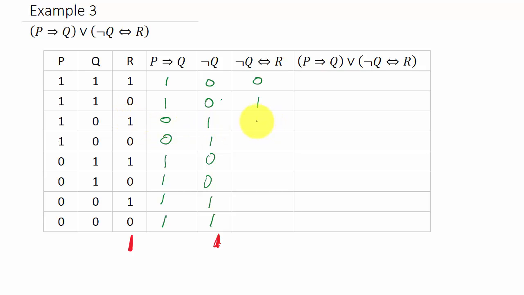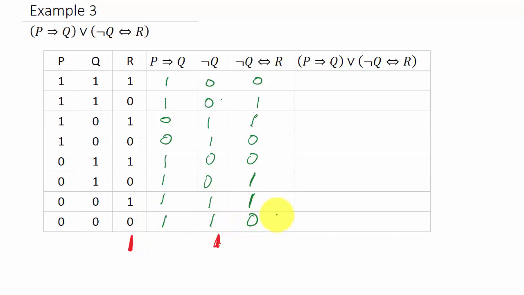True, true, so that's true. False, true, so that's false. True, false, so that's false. False, false. Okay, so remember I'm looking at this column and this column. So false, false, they have the same truth value, so that's true. And then I have true, true, so the same truth value, so that's true. And then false, true, those are opposite truth values, so it's false.